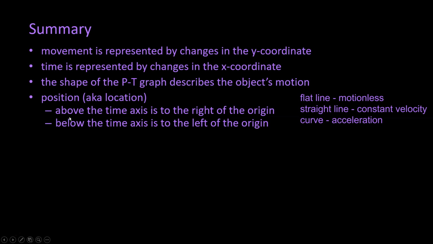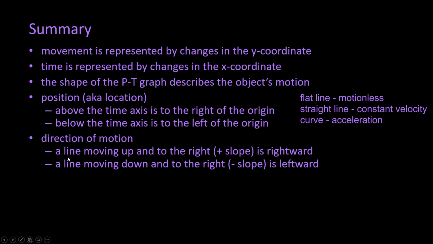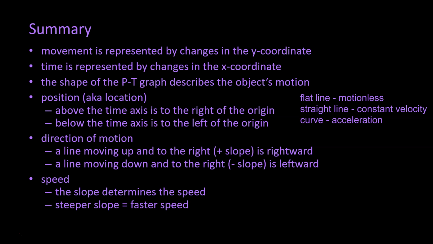In terms of position, if it's above the time axis, then we know the object's to the right of the origin. If the position timeline is below the time axis, then we know the object is to the left of the origin. When it comes to direction, a line that's moving up and to the right, in other words a positive slope, indicates the object's moving rightward, and conversely a line moving down and to the right, which we know is a negative slope, indicates that the object is moving leftward. Finally, when it comes to speed, the slope determines the speed, and we know that a steeper slope, either positive or negative, represents faster speed.